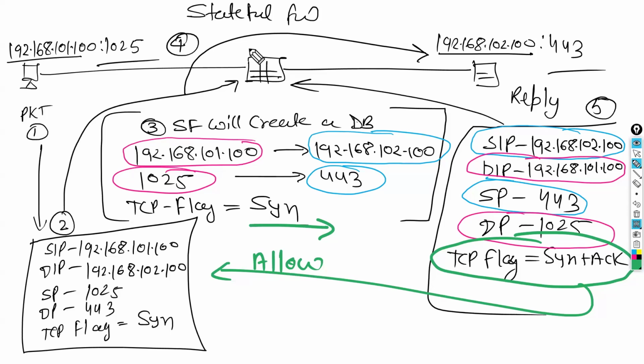Got it? So what does a stateful firewall do? When a stateful firewall receives a packet, it puts the packet or connection information in a database. After adding the information to the database, it forwards the packet to the actual destination. When the firewall receives the reply packet, the information will be matched with the state table. If it matches, it will be allowed, otherwise it will be denied. Done. So as I told you with the help of the diagram, the same thing is mentioned here.